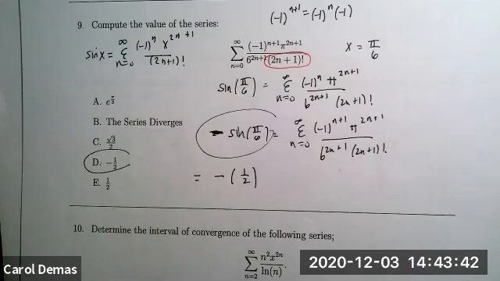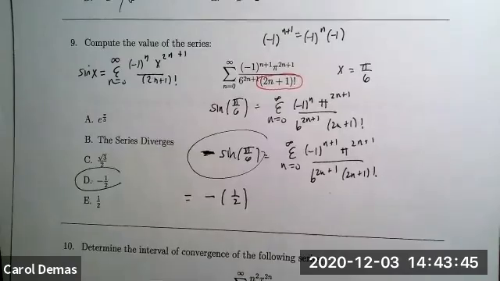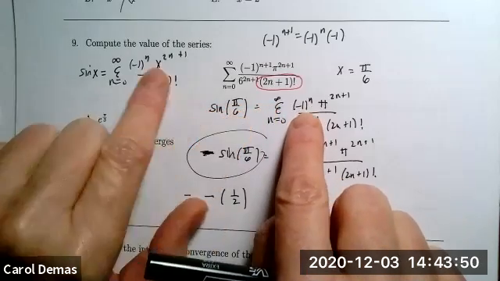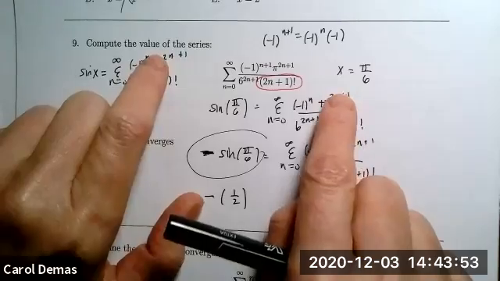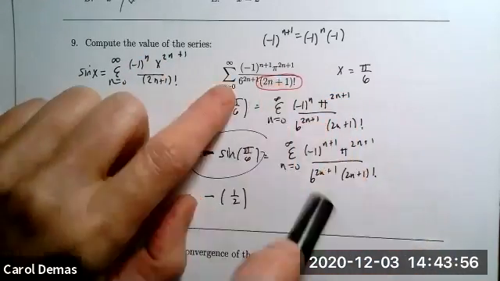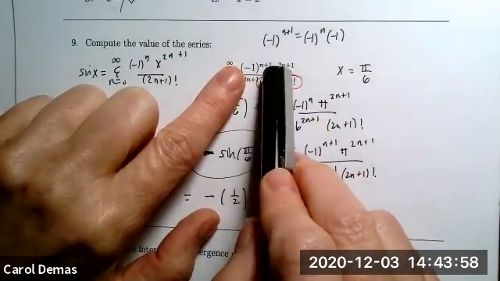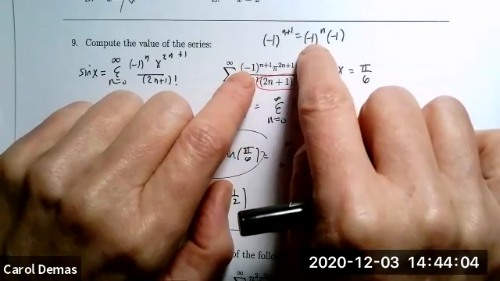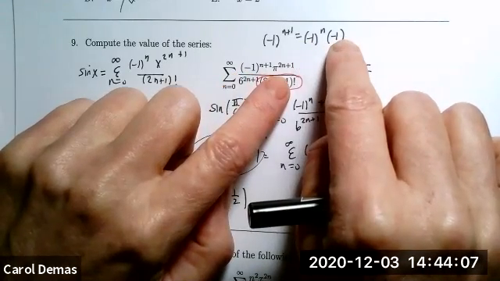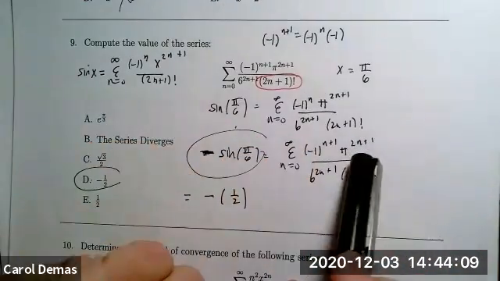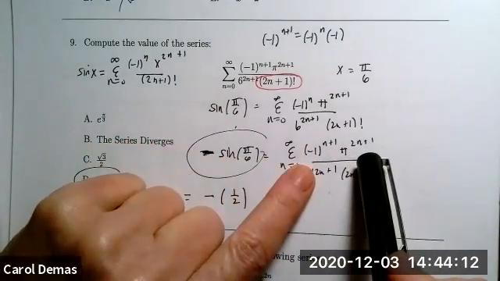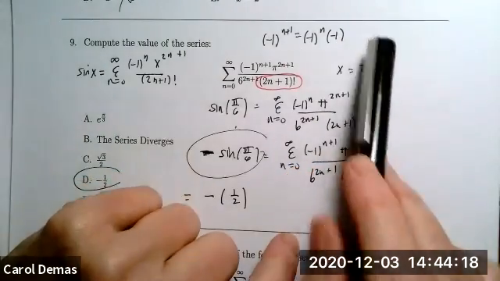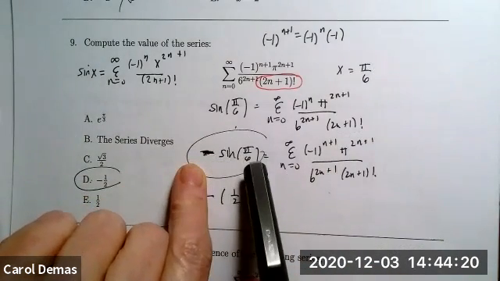Why did I say negative? You got lost with a negative sign? Okay, this is what we get when we plug in pi over 6. Do you see that? We just replaced x with pi over 6. But that's not what we have. We have (-1) to the n plus 1. Now notice you can write (-1) to the n plus 1 as (-1) to the n times -1, right? So we can write this series as (-1) to the n times -1. So that's just going to give us the negative of the sine of pi over 6, okay?